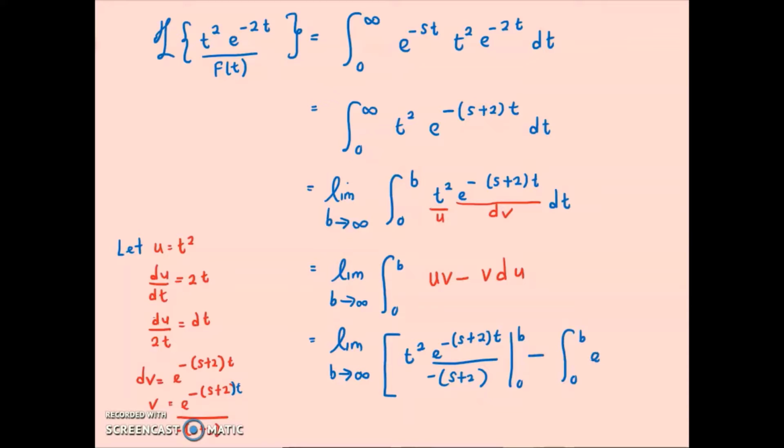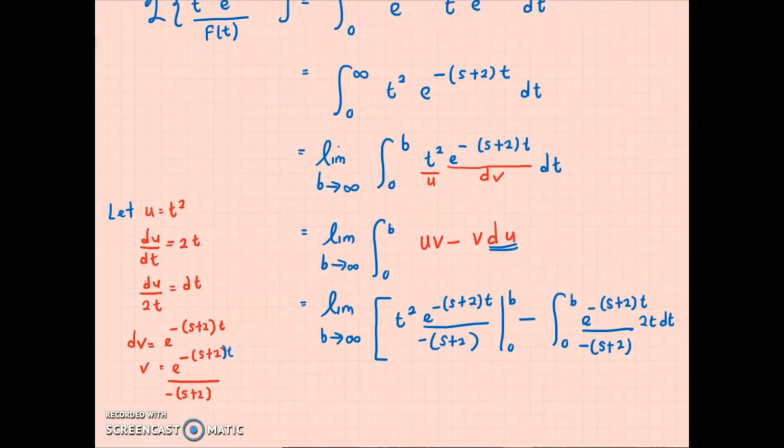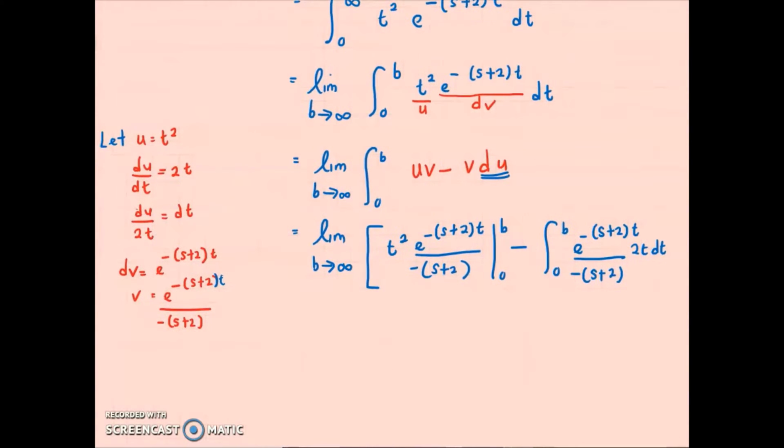So we have e^(-(s+2)t) over -(s+2) du. What is our du here? du is 2t dt. Okay, so we have 2t dt. Now we need to simplify this. I guess we have to apply integration by parts one more time.